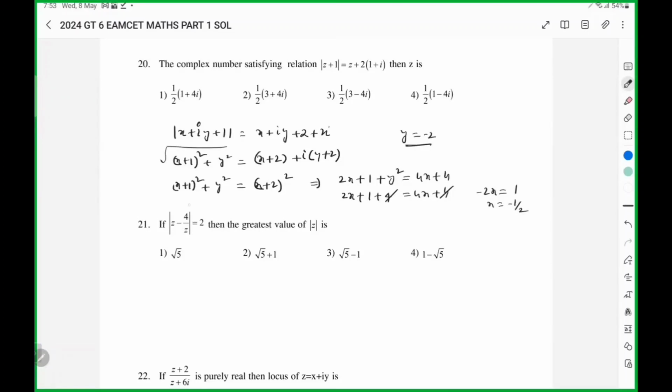x square gets cancelled. 2x plus 1 plus y square is 4x plus 4. So the answer is minus half minus 2i. So the option is not there in this.